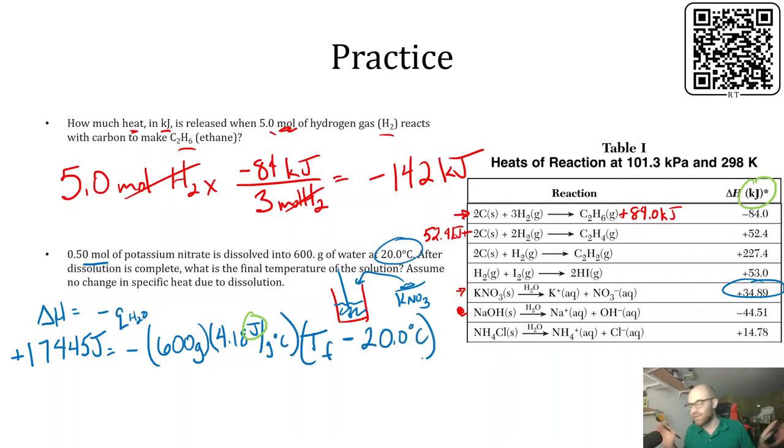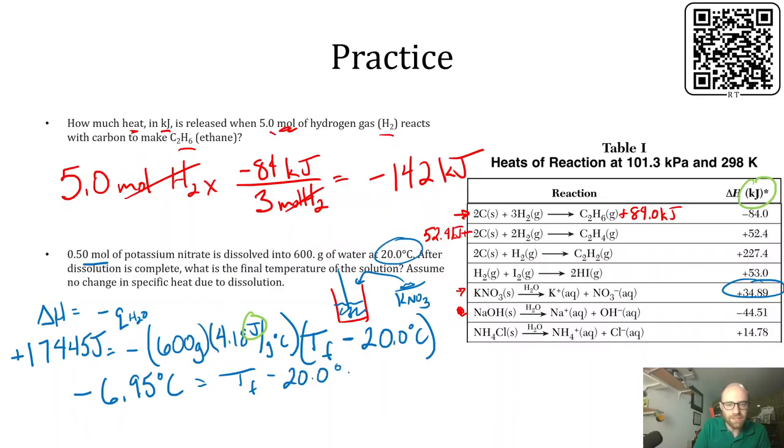At this point, I could let you go do the algebra. If you wanted, you could solve for the delta T and then go back and relate it to the 20. Personally, I like doing it this way because it is all kind of laid out and you see the thing you're going for. Let's do a little bit of algebra. Negative 6.95 degrees Celsius is equal to the final temperature minus 20.0 degrees Celsius.